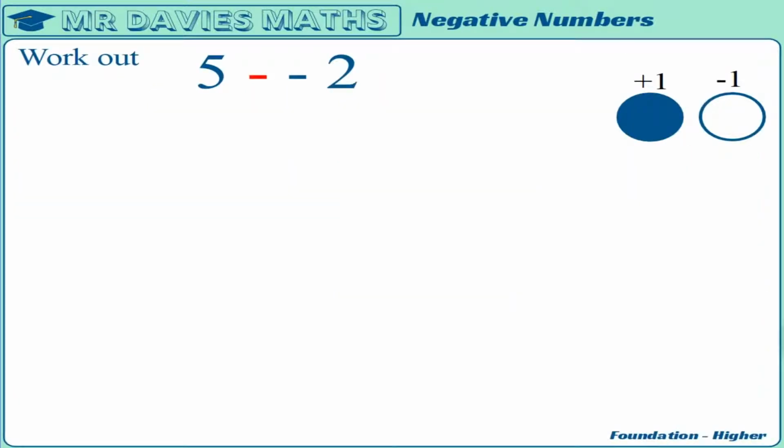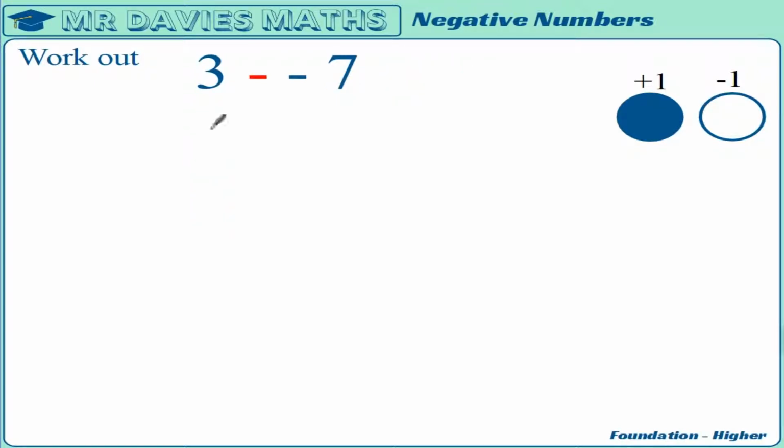Okay, what about this one then? So I'm going to start off with 5 positives this time. So 1, 2, 3, 4, 5. Now I need to take away 2 negatives. Well, there are no negatives here, but I've got to take 2 negatives away. So what I'm going to do is add a positive and a negative, because that's 0. I'm going to add a positive and a negative, and that's 0. So it hasn't actually changed my question, but at least now I can take away 1 negative, 2 negatives, so therefore my answer is whatever I've got left. 1, 2, 3, 4, 5, 6, 7. 7 positives is +7.